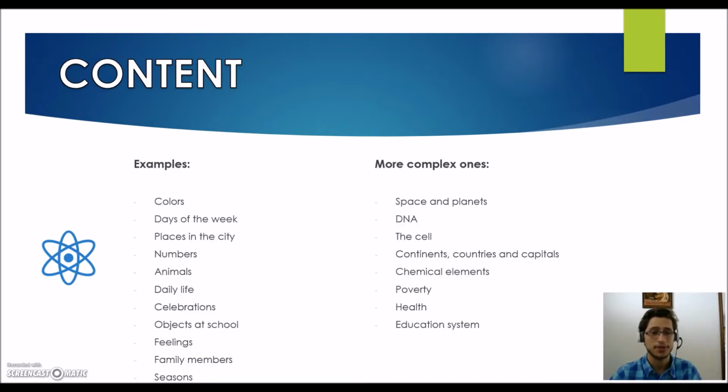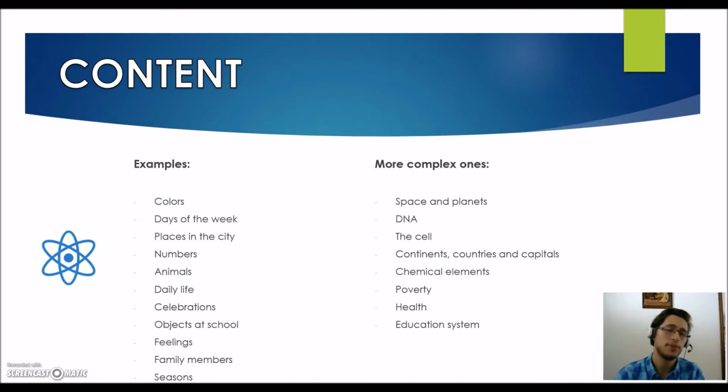And we have more examples. They can be also related to science, geography, any other knowledge areas, space and planets, DNA, the cell, continents, countries, capitals, chemical elements, poverty. Do you see those are topics? They are not related to anything about grammar or English.